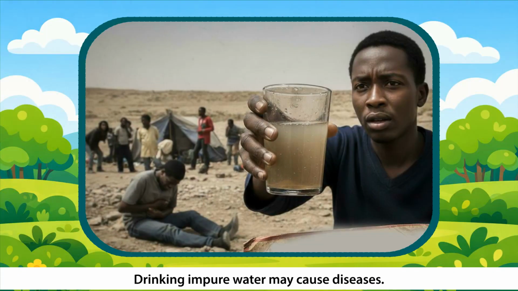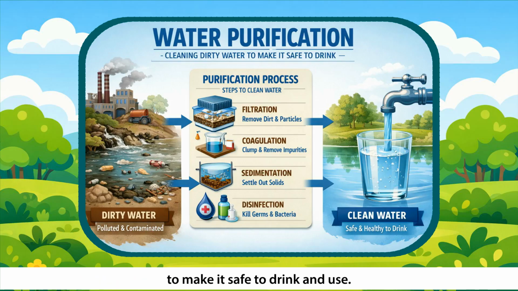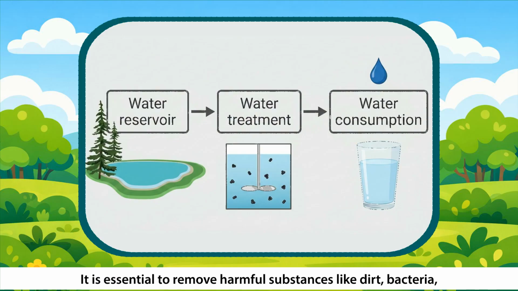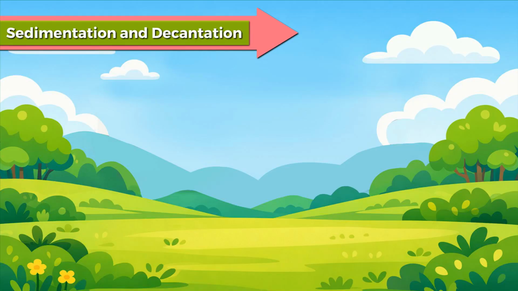Purification of water. Drinking impure water may cause diseases. Water purification is the process of cleaning dirty or polluted water to make it safe to drink and use. It is essential to remove harmful substances like dirt, bacteria, and chemicals from water before drinking or using it. Let us learn some ways to purify water.